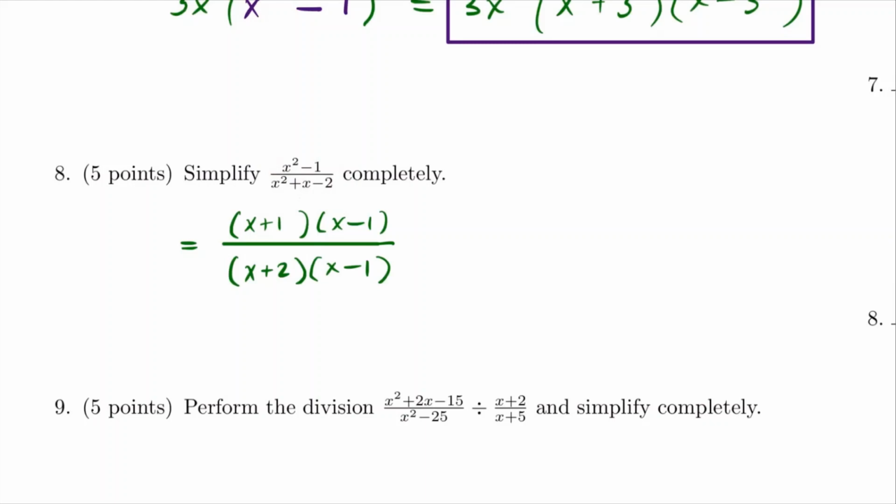Now we can cancel out common factors. I see this and this will cancel, so we're left with x plus 1 over x plus 2. I will claim this as our final simplified answer.